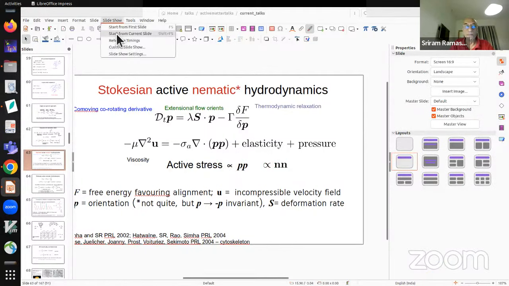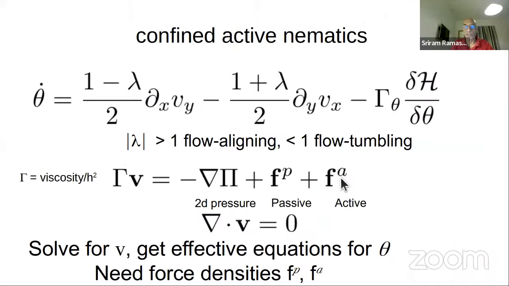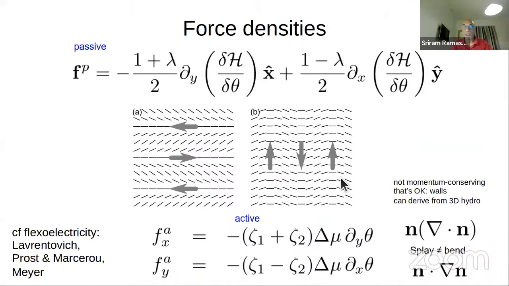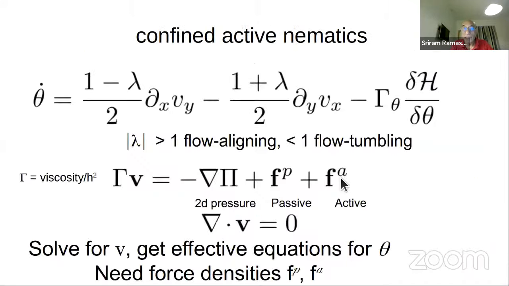So I'll have an active force density proportional to the div of NN, right? N is the local unit vector that tells you which way P points. So, excuse me for rushing past these guys. If I just took that active force density, sorry, I need that here.